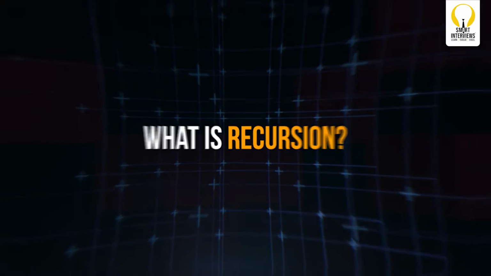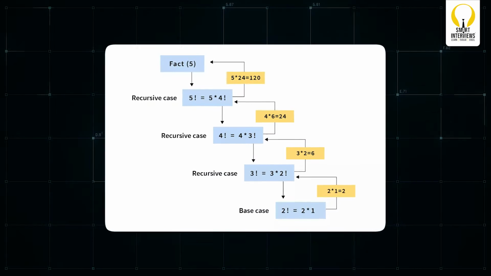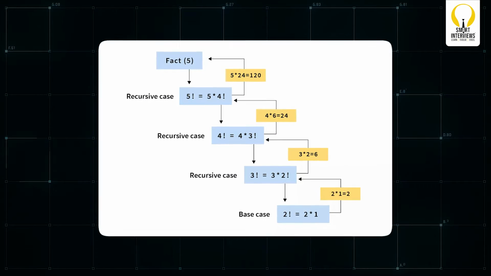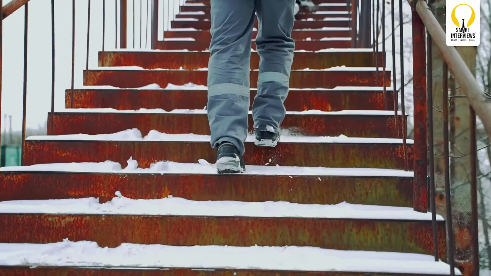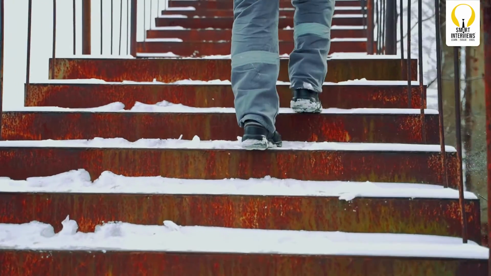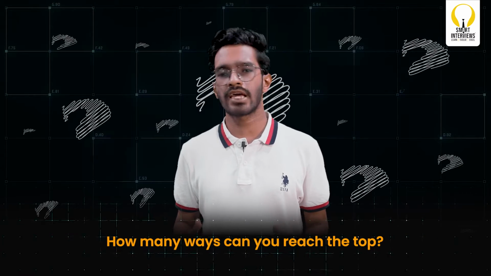What is recursion? Recursion is like always asking for directions from the beginning. In recursion, you break bigger problems into smaller ones and solve them independently. For example, imagine you are climbing a staircase where you can either take one step or two steps at a time. So in how many ways can we reach the top?